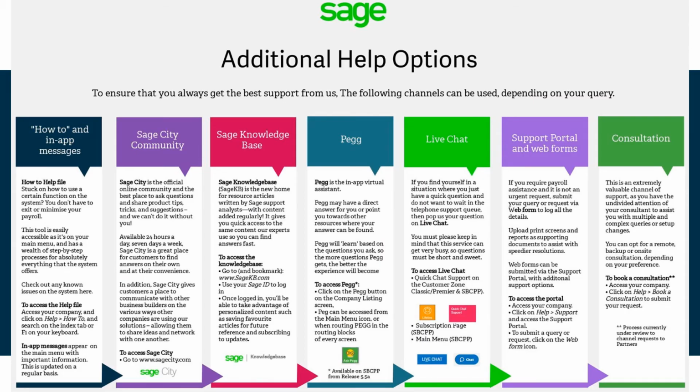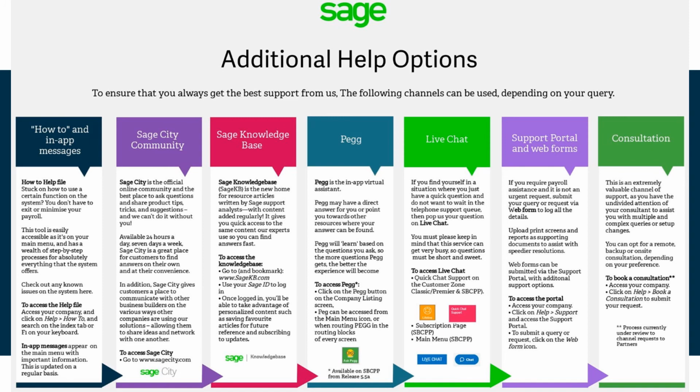We also have additional help options to ensure that you always get the best support from us. The following channels can be used depending on your query. How to and in-app messages. This tool is easily accessible as it's on your main menu and has a wealth of step-by-step processes for absolutely everything that the system offers. To access the help file, click on Help, How to. You can search the index for a function or a known issue. In-app messages appear on the main menu with important information and are updated on a regular basis.